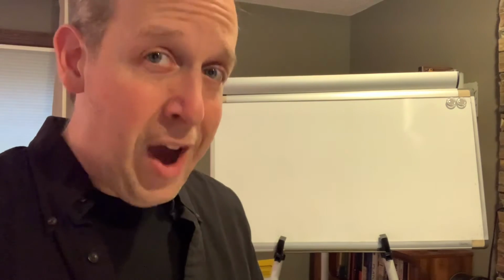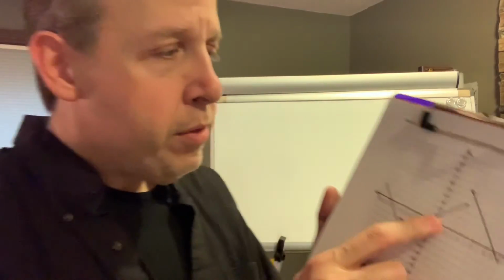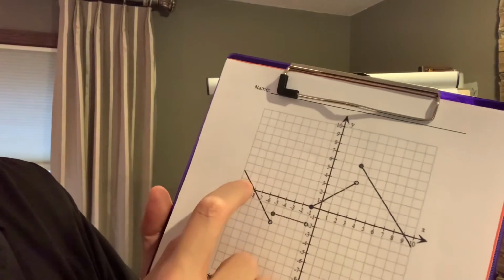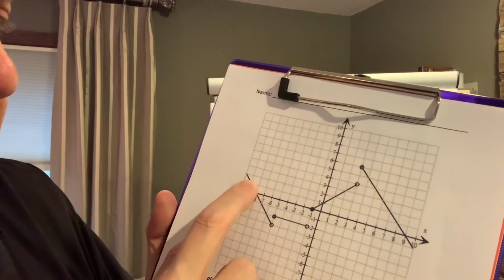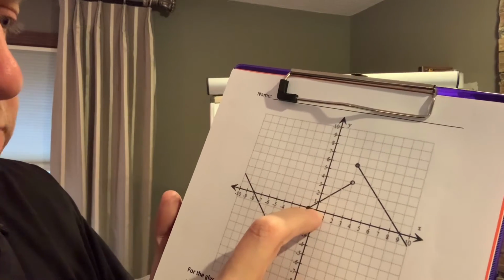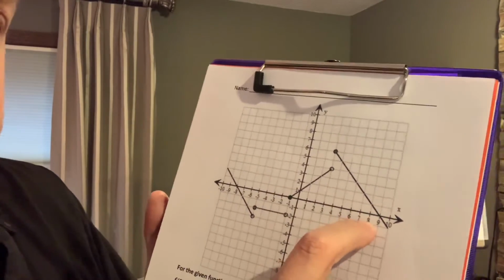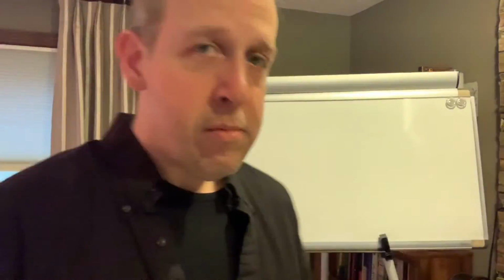What if I said f of x equals 1? Well, now you're looking for where the y value is 1. And I see 3 answers. The y value is 1 back here when x is negative 9. It's also 1 over here when x is 0. It's also 1 over here when x is 8. That's all we're doing.